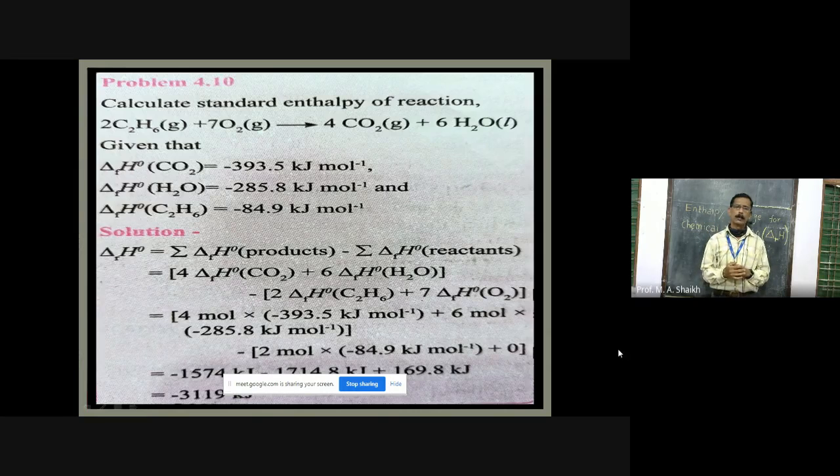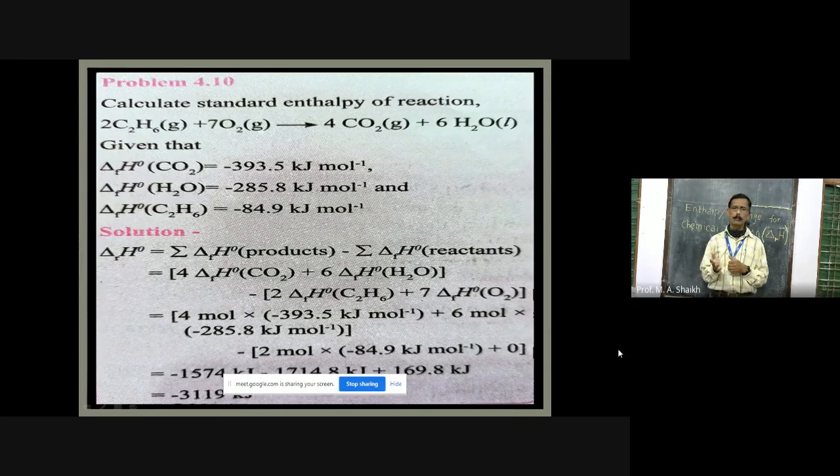Which reaction is given? 2C2H6 in gas state, C2H6 means actually ethane, 2C2H6 in gas state plus 7O2 in gas state react to give 4CO2 in gas state plus 6H2O in liquid state. See the coefficients of reactants and products carefully. हमें coefficients use करना पड़ते हैं, and we have seen coefficients indicate number of moles. उनको यूज करके ही हमको न्यूमेरिकल प्रॉब्लम सॉल्व करना पड़ेगा.